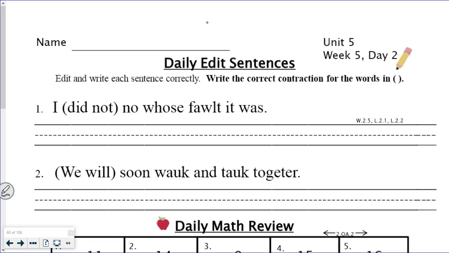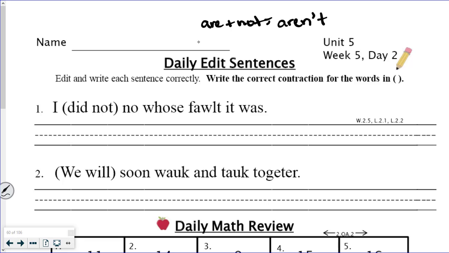For example, are plus not equals. So we're going to retain the first part of this contraction, which is are, and we're going to put it together with not. Well, what happens is when you combine not with another word, we get rid of this O and we replace it with an apostrophe. The O pops out, we replace it with an apostrophe, and then we still write the T. So we go from are not to aren't.